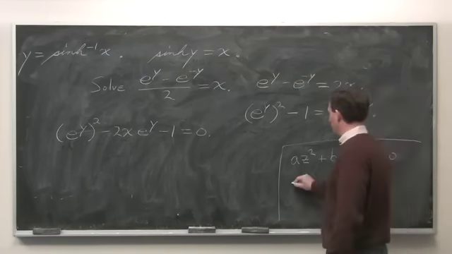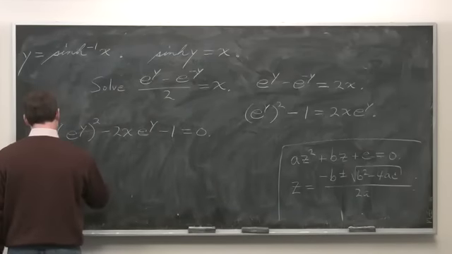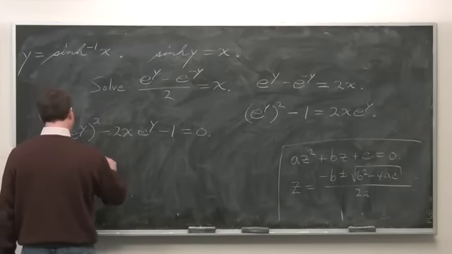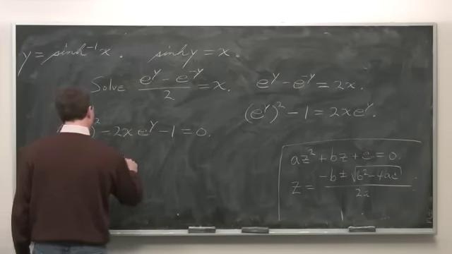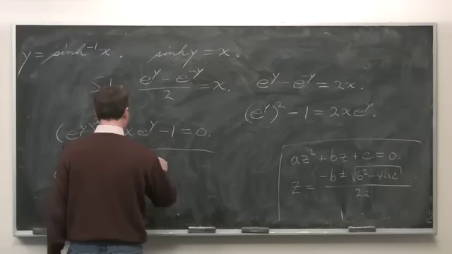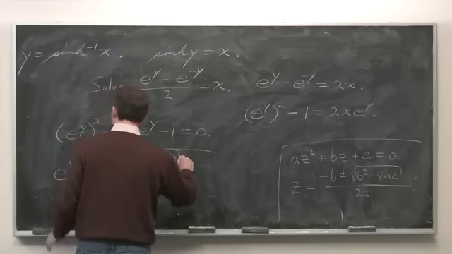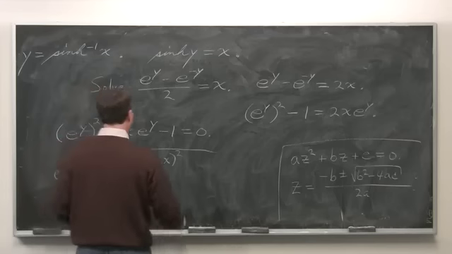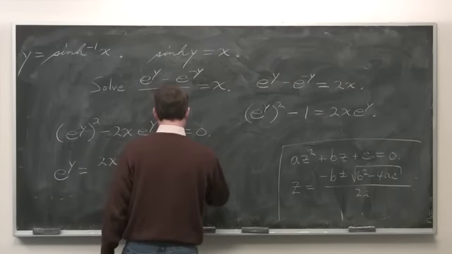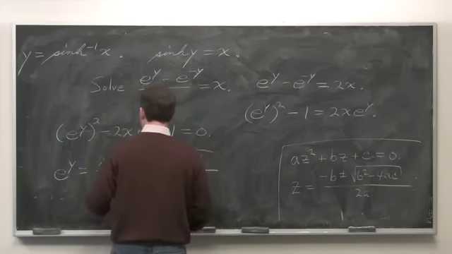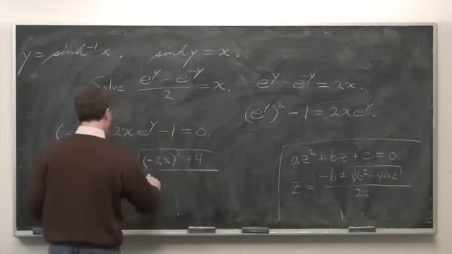Where we've got a z, that z is going to be e to the y. A will be 1. B will be the quantity negative 2x. And c will be negative 1. So what we find from the quadratic formula is e to the y is negative b, so 2x, plus or minus the square root of b squared, that's negative 2x quantity squared, minus 4 times a times c, that's minus 4 times 1 times minus 1, so plus 4, all over 2a, so over 2. So we get this.